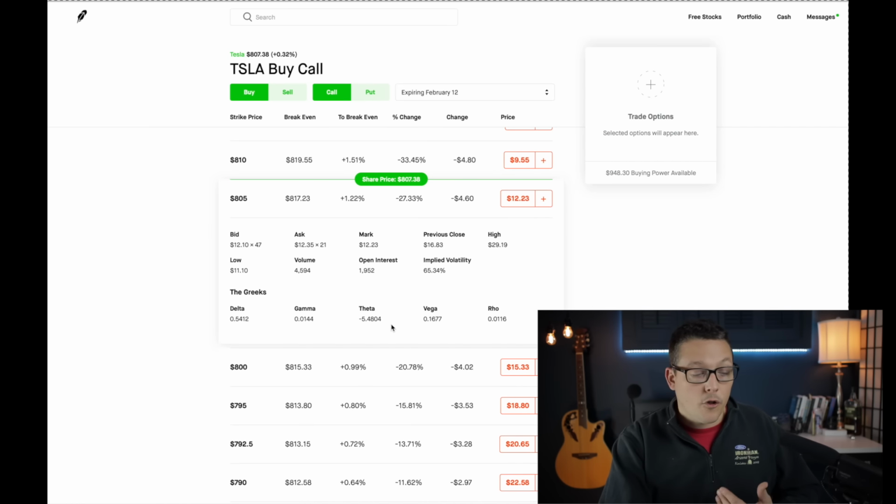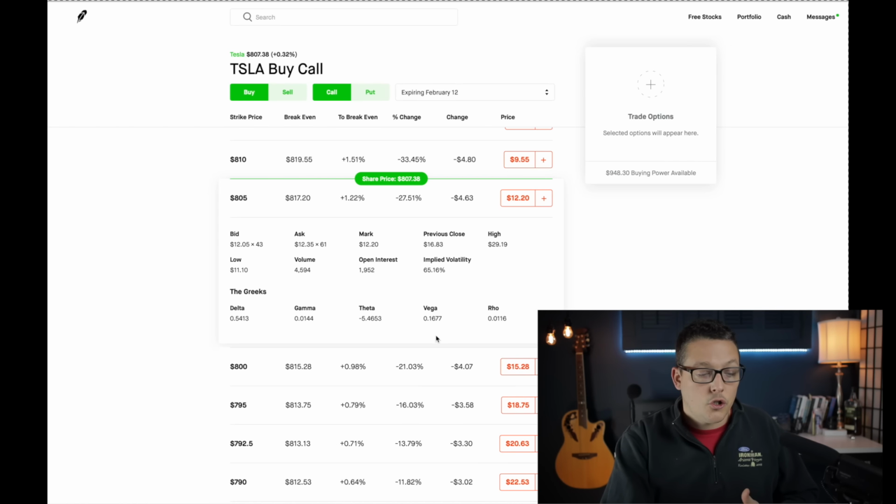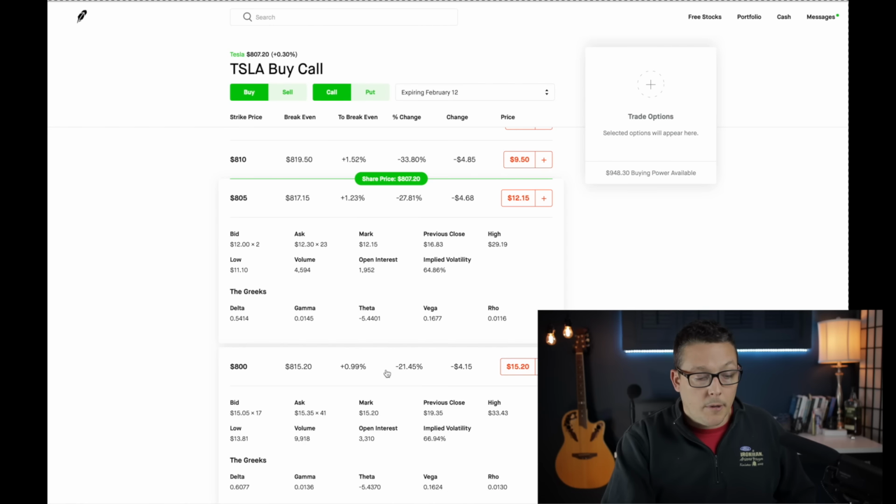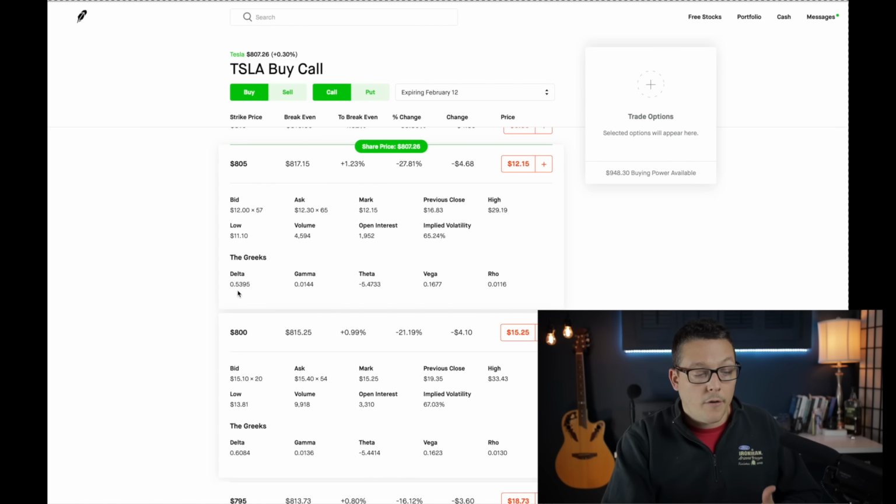Now, as I move further away from the money, I don't expect Vega to change too much. Theta will change a little bit, so will delta and gamma. So let's go a little bit here. We can see right now, 0.53 up to 0.6. We're further in the money. Theta is still hurting us because that's mostly going to be time to expiration.